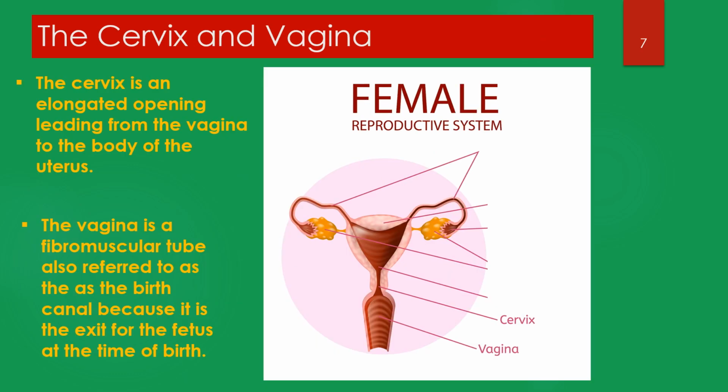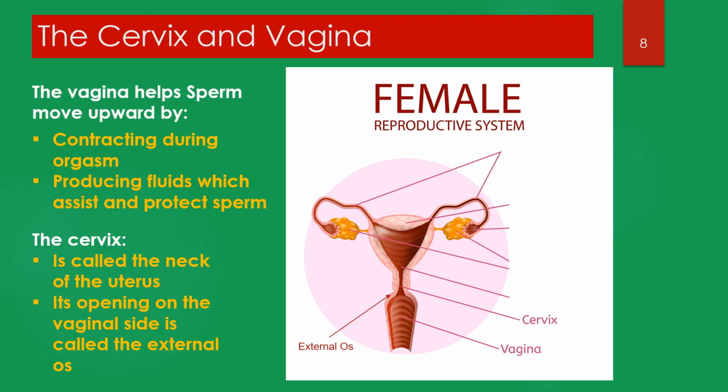The vagina is part of both the sexual and the reproductive system. It consists of a fibromuscular tube that starts externally and ends around the cervix. It is also referred to as the birth canal because it is the exit point of the fetus at the time of birth. The cervix is the opening to the uterus or the womb.